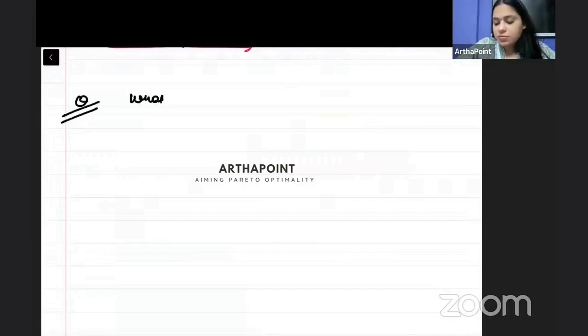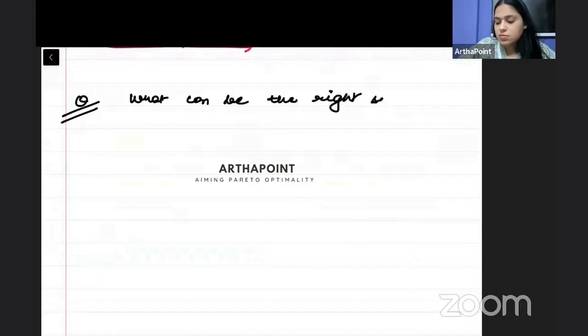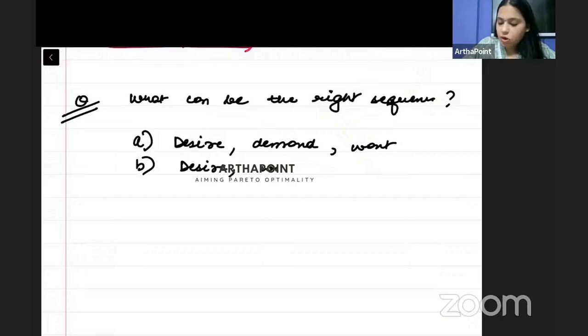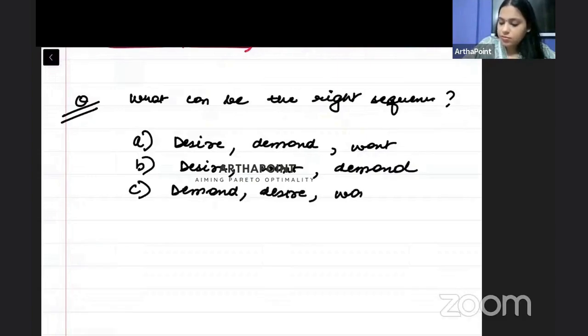What can be the right sequence? आपको बताना है इनमें से कौन सा करेक्ट सीक्वेंस है. ऑप्शन नंबर A, डिजायर, डिमांड, वांट. ऑप्शन नंबर B, डिजायर, वांट, डिमांड. ऑप्शन नंबर C, डिमांड, डिजायर, वांट. ऑप्शन नंबर D, want, desire, demand.